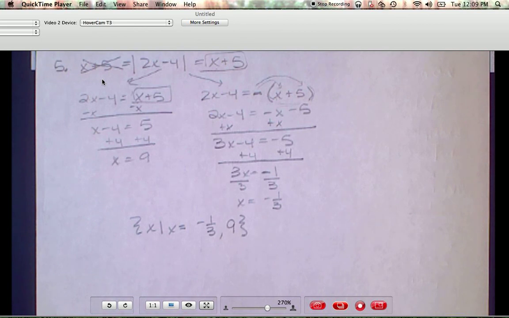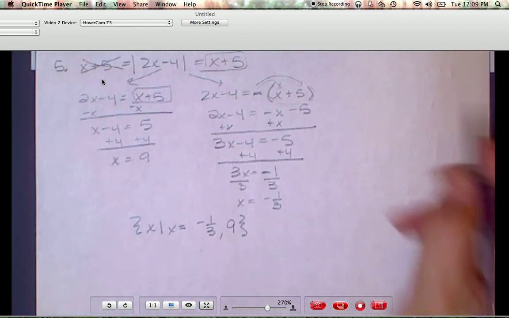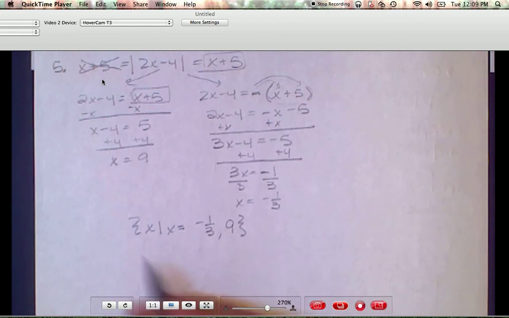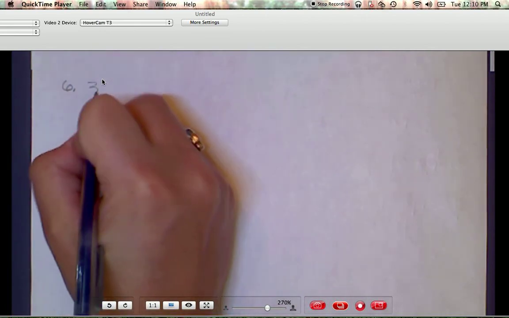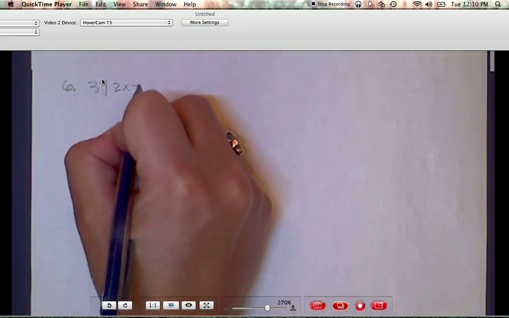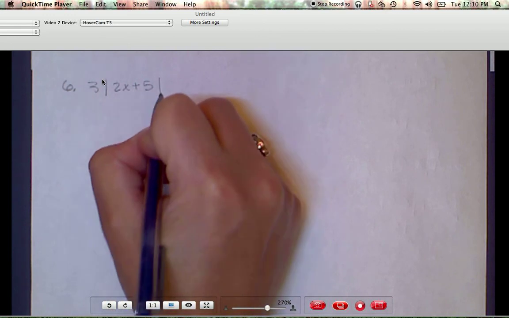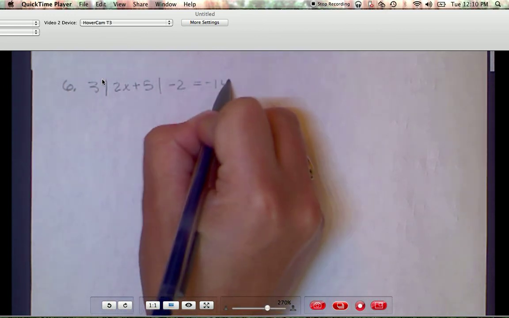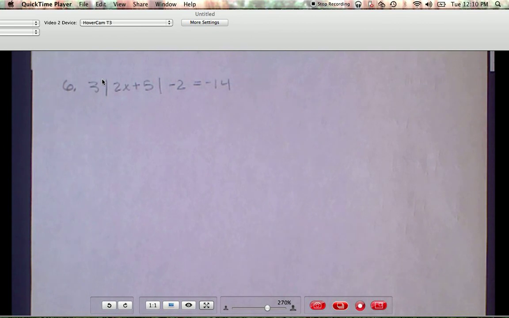Okay, one more problem together. Number 6. Write this down. Now this one, 3 times the absolute value of 2x plus 5 minus 2 equals negative 14. Why don't you try to solve this one and see how you did, and come back and check it.